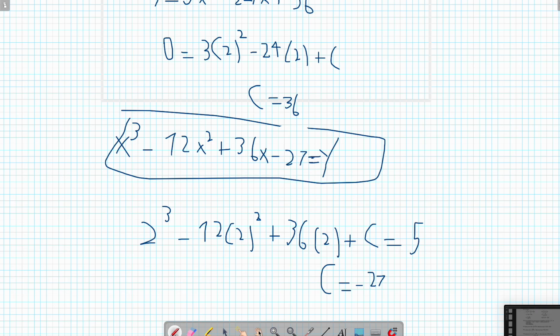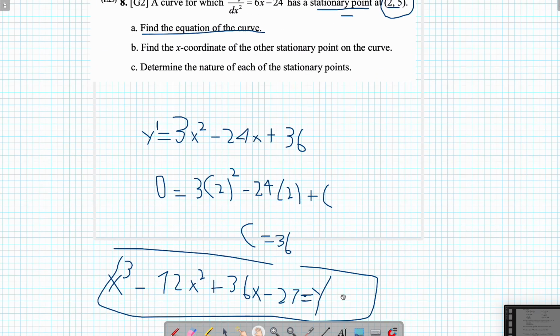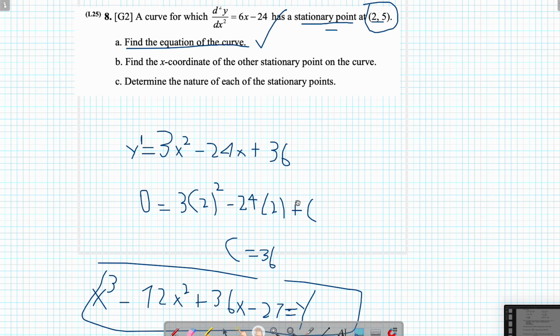And then that's part A done. Right here. And then for part B, they just want the x-coordinate of every other stationary point. Which means they want to figure out what makes the second derivative 0 other than 2. Okay, so what we're gonna do is equate this to 0 by doing mod 5 3. So 3x squared minus 24x plus 36.